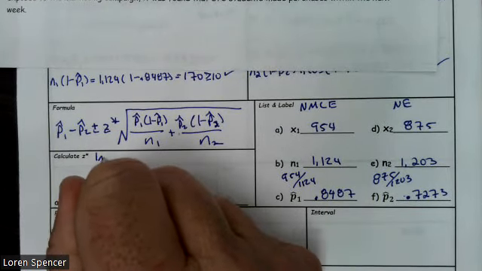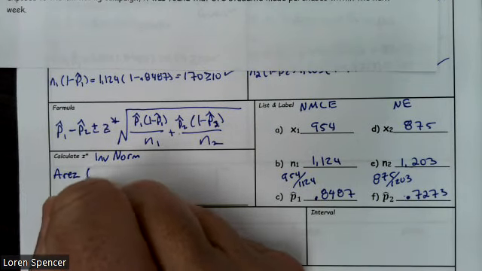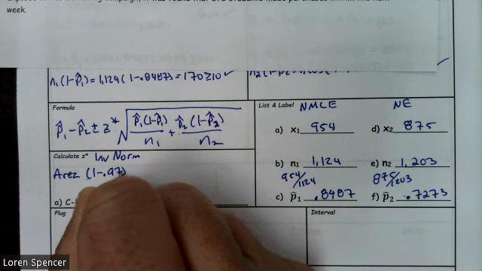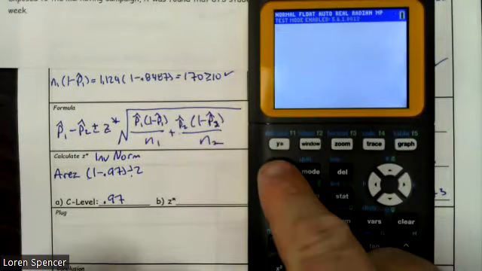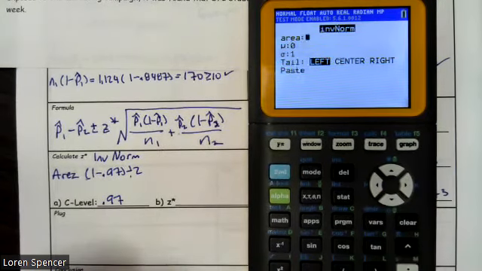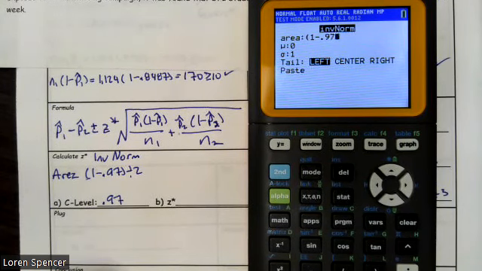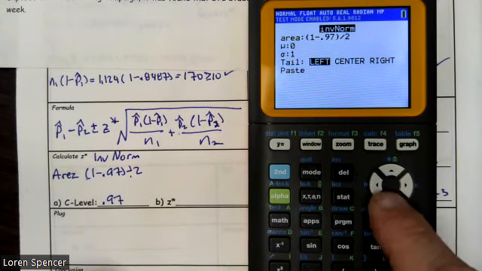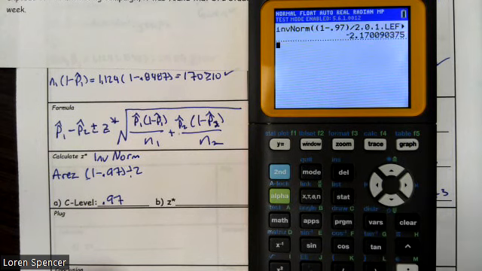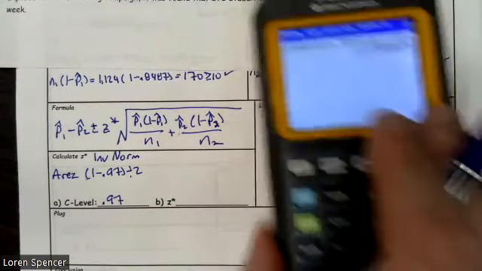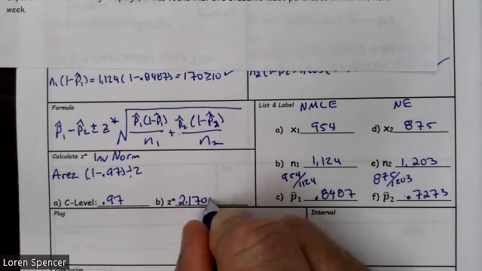This is going to be an inverse norm. We're going to have to find our area, which is (1 minus 0.97) divided by 2. And we're going to choose left, second var's inverse norm, if your calculator asks you for that. So parenthesis, 1 minus 0.97, close parenthesis, divided by 2. Mean is 0, standard deviation of 1 because we're working with the z-score. And we end up getting 2.1700. And because we're positive people, we're going to write it down as a positive.